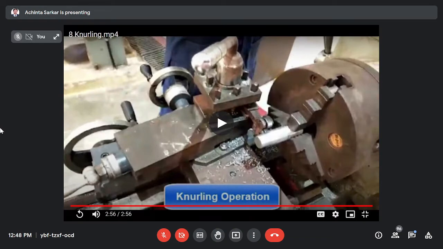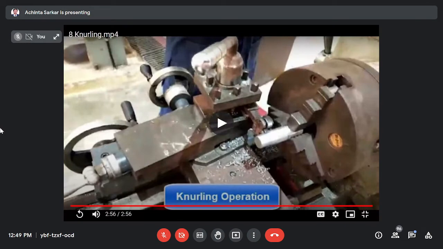Suppose there is an electrical instrument where we have to rotate a knob and precisely adjust, let's say, the current in milliamperes. We have to minutely adjust the current by rotating the knob. If the knob has good gripping capacity, then we can rotate it easily and precisely. This is one example I can give you, because we are doing the knurling operation.